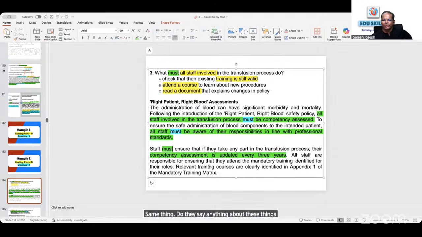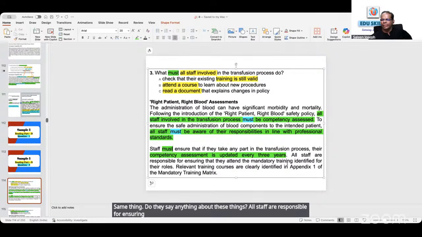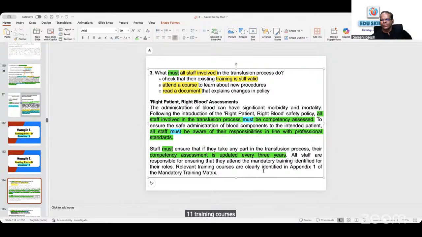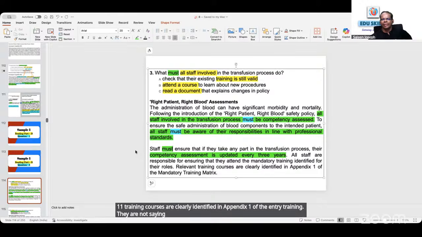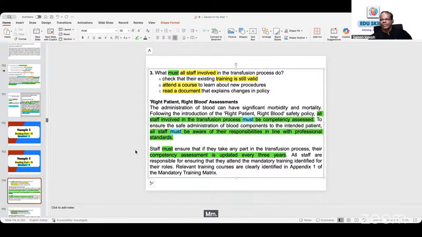All staff are responsible for ensuring that they attend the mandatory training identified for their roles. Training courses are clearly identified in Appendix 1 of the mandatory training. They are not saying to attend any training. They have never mentioned anything about reading a document, right? But repeatedly they say all staff must do this, all staff must. They are repeating 3 times in such a small paragraph. Valid. Then if you don't answer it, how can we blame them?